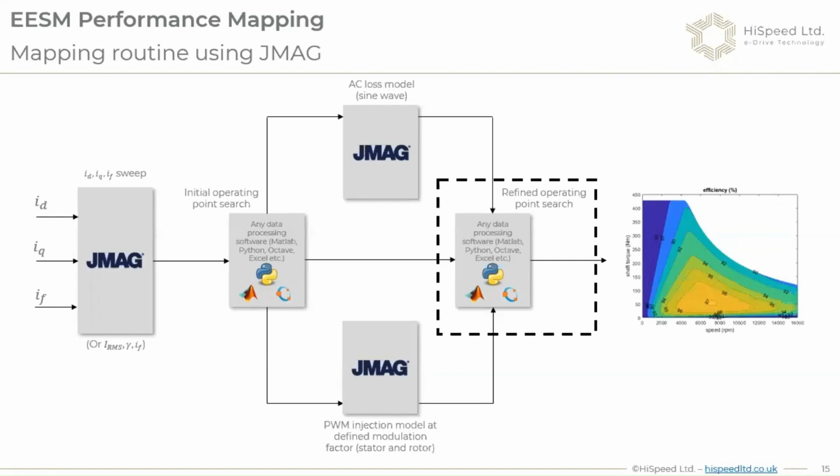In our case, we use slip rings and brushes, so we also have losses created by the slip rings and the brushes. We have friction losses, windage losses, and all this will then come into the last bit where we do a final operating point search to generate the final efficiency map.